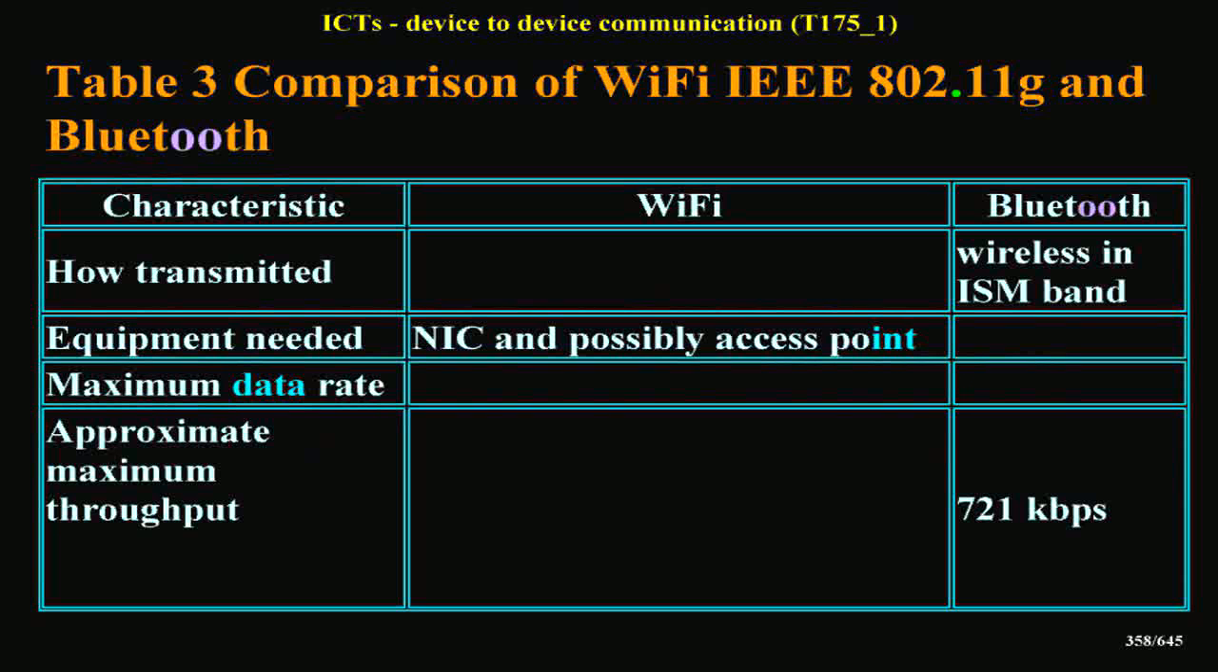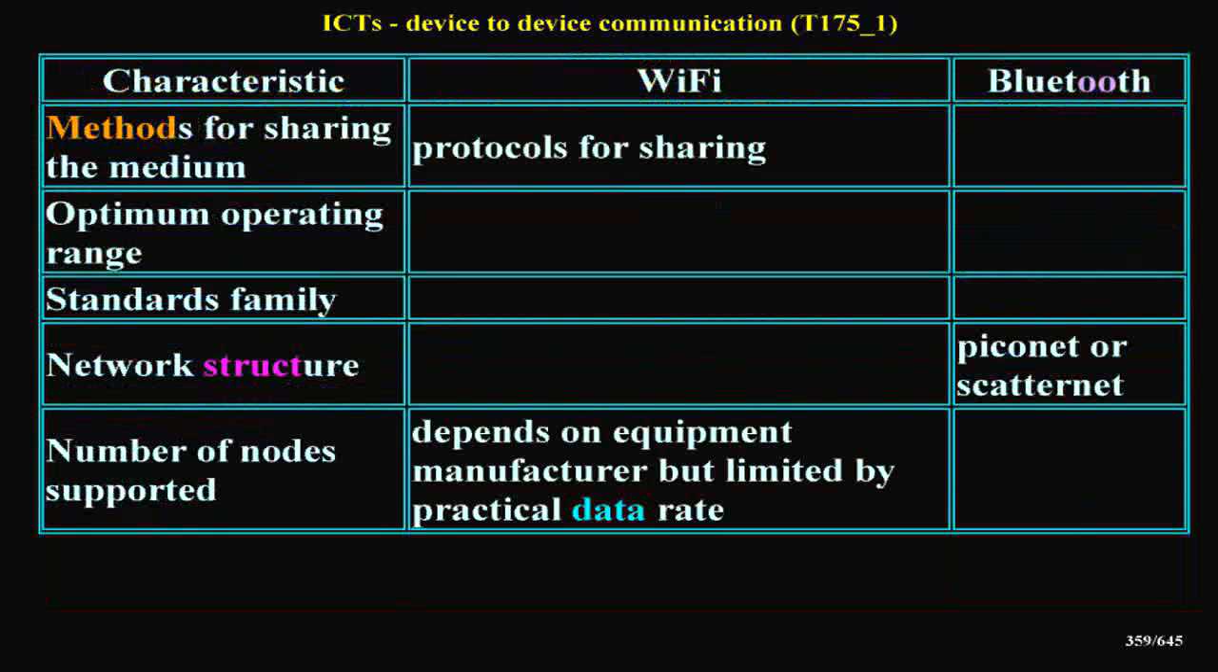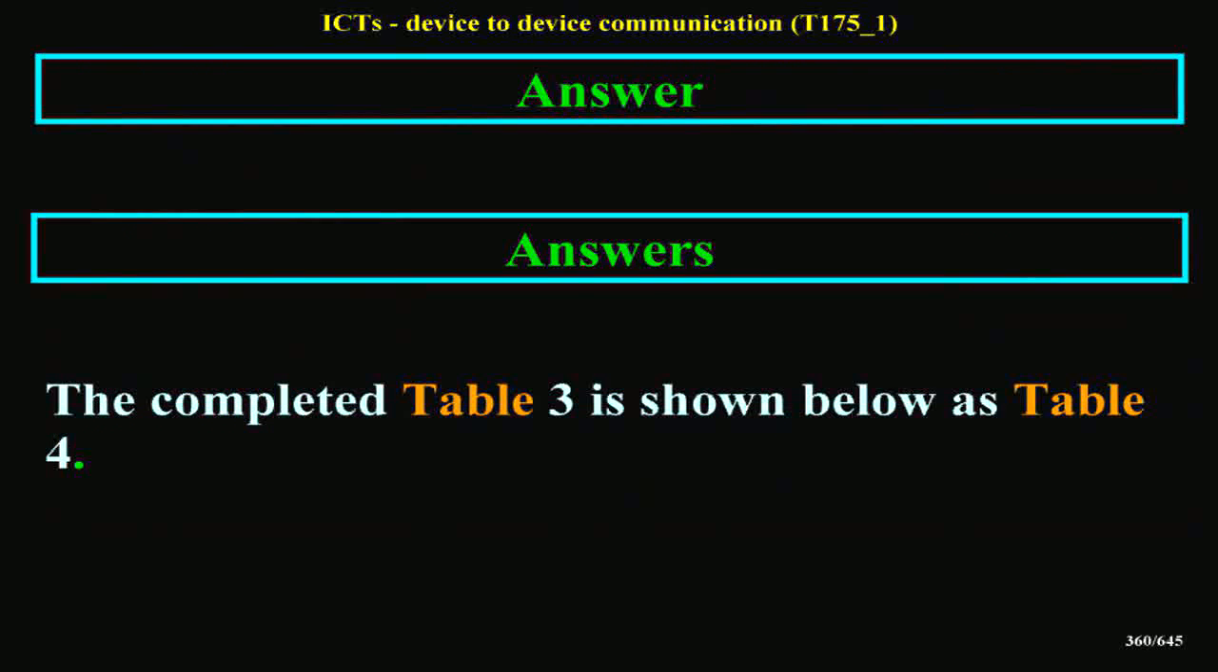Maximum data rate. Approximate maximum throughput: 721 kbps. Methods for sharing the medium, protocols for sharing. Optimum operating range. Standards family. Network structure: piconet or scatternet. Number of nodes supported depends on equipment manufacturer but limited by practical data rate. Answer. The completed Table 3 is shown below as Table 4.